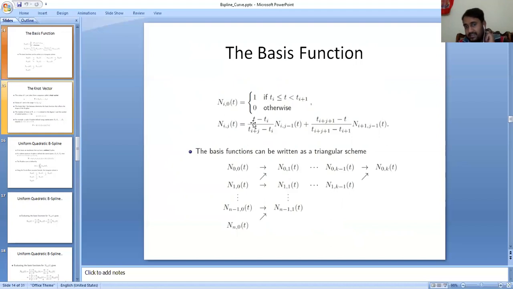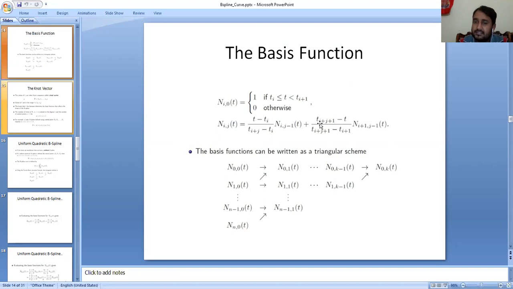So what will happen here? (t minus t0) upon (t2 minus t0). So t0 is 0 and t2 is 2. So (t minus 0) upon (2 minus 0). And this will be N0,1, because i is 0. N0,1.